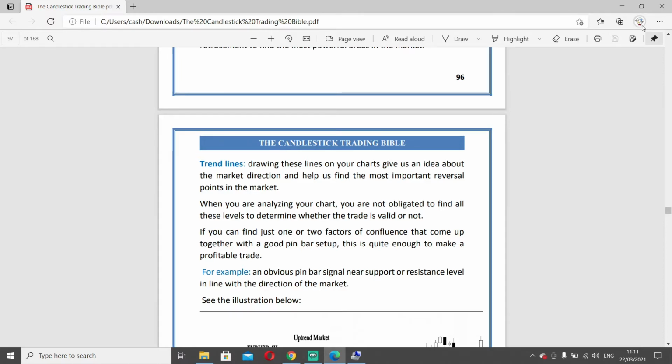When you are analyzing your chart, you're not obligated to find all these levels to determine whether the trade is valid or not. If you can find just one or two factors of confluence that come up together with a good pin bar setup, this is quite enough to make it a profitable trade. But for me personally, I would like at least 3 confluences, 3 to 5. 5, I'm not hesitating. 3, it's subjective to what the confluences are. So you just have to always be on your toes, man. That's why you gotta be on the charts every single day so that your mind is always alert.